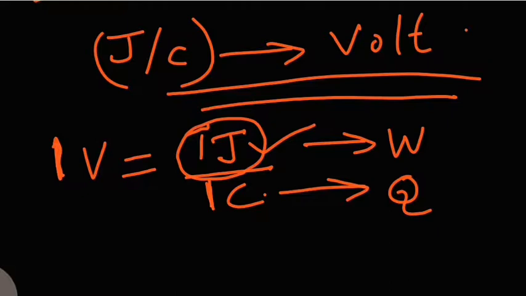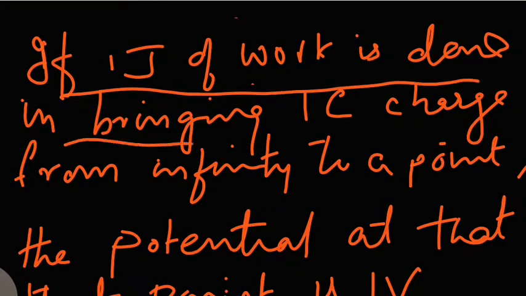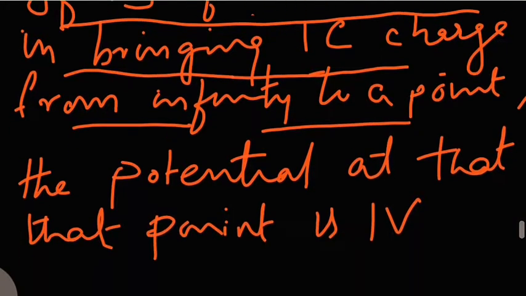So once more, how will you define 1 volt? If 1 joule of work is done in bringing 1 coulomb of charge from infinity to a point, the potential at that point is 1 volt. That is the definition of 1 volt. So that is about the electric potential.